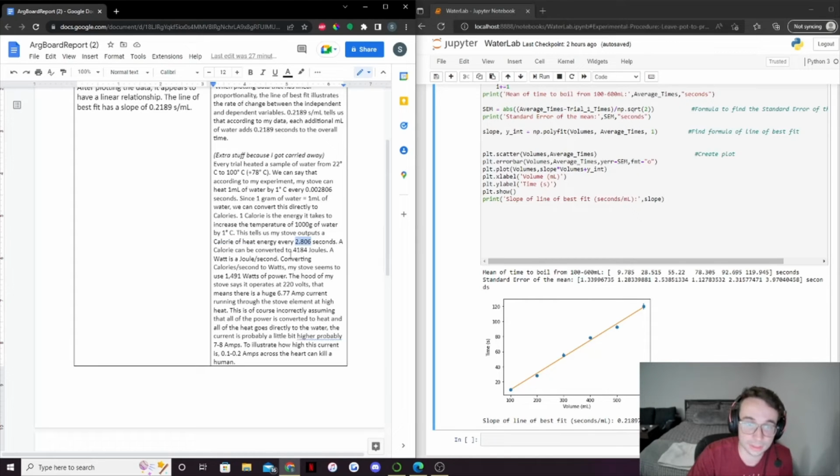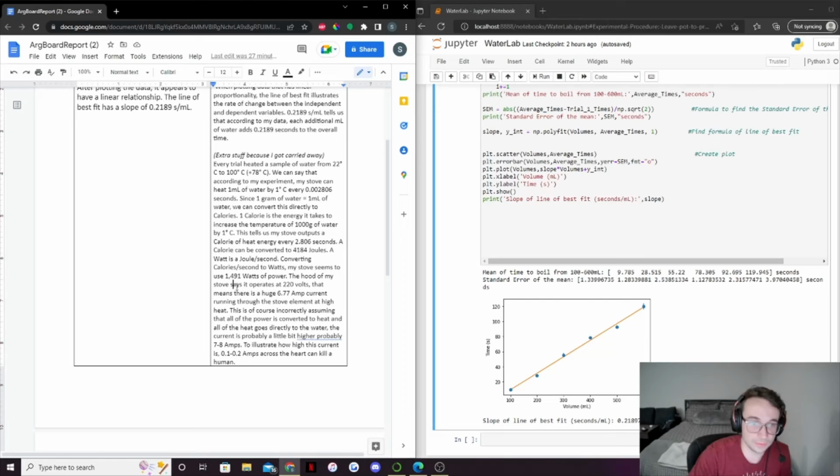So we could convert this to joules, which is another form of energy. So every calorie is 4,184 joules. And to go a step further, a watt is a joule per second. So if we take this, we multiply it by 1 calorie, and we divide it by 2.806 seconds, we can see that according to my experiment, my stove seems to use 1,491 watts of power.